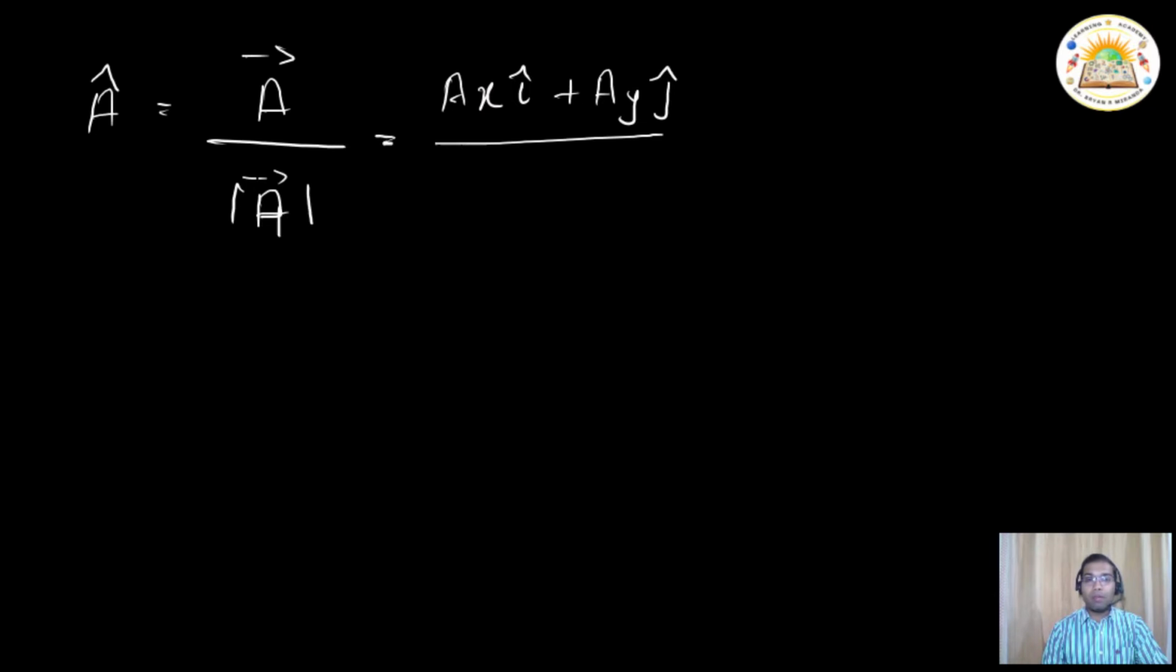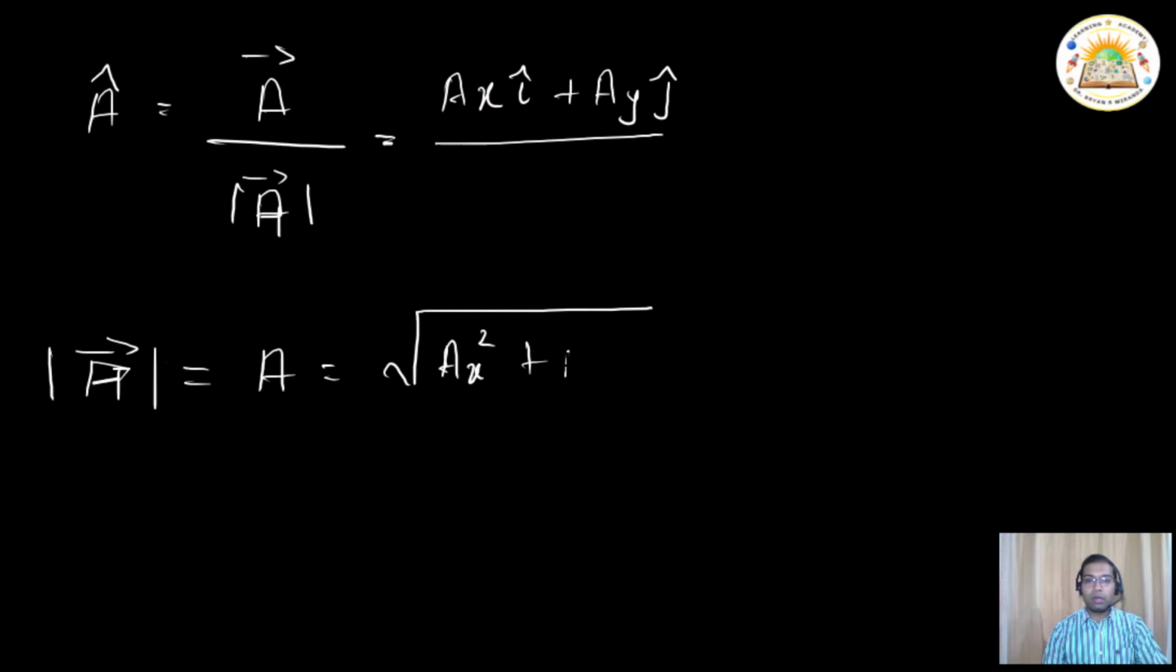Now how do I find the magnitude? To find the magnitude, it is very simple. It's how we have done the resultant. The magnitude of a vector is just going to be equal to a, which is nothing but root of ax square plus ay square.